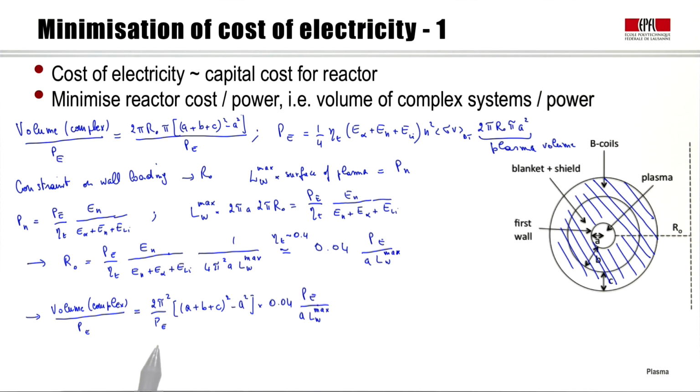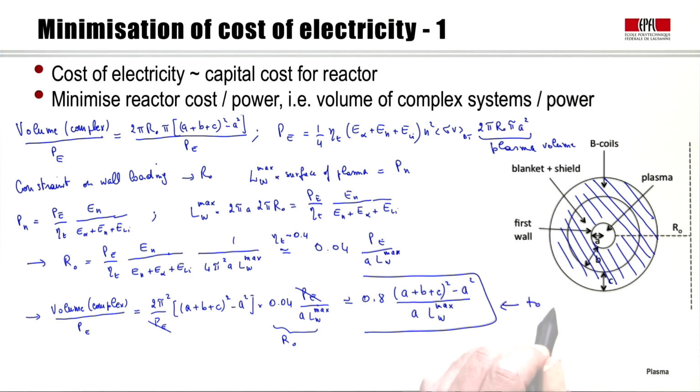So this ratio is now 2 pi squared divided by the power times the geometrical factor times R0 expressed as 0.04 PE over A LW max. If I just put the constants together, I get 0.8 times (A plus B plus C) squared minus A squared divided by A times the wall loading. And I notice that the electrical power, PE, has been simplified.